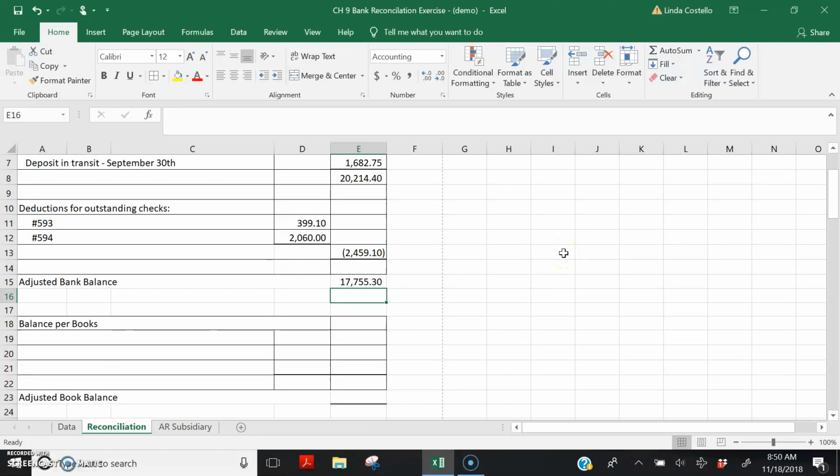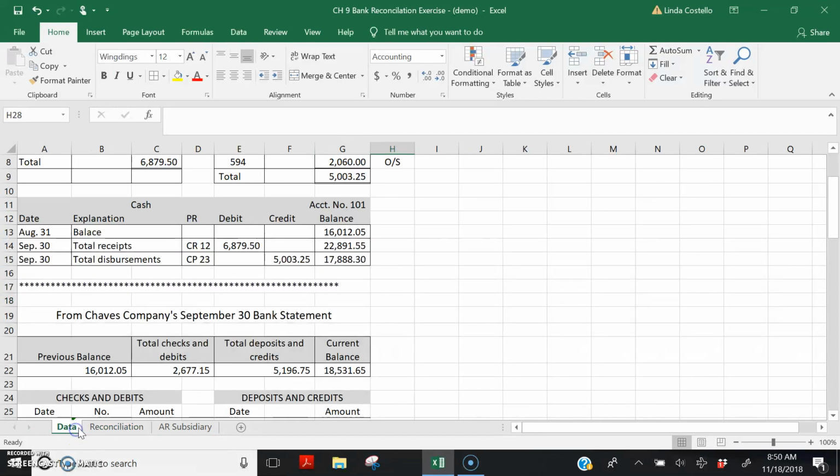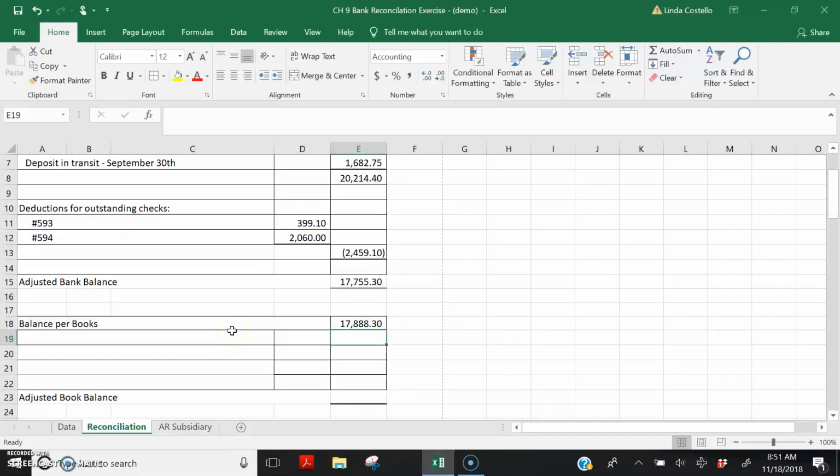Next, record the balance per books, $17,888.30. Then adjust the book balance by any amounts the bank added to our account or took away from our account that have not yet been recorded on the books. In this exercise, there were no bank-generated additions to the account. However, there were 2 amounts recorded on the bank statement that reduced our cash balance that were not yet recorded on the books.